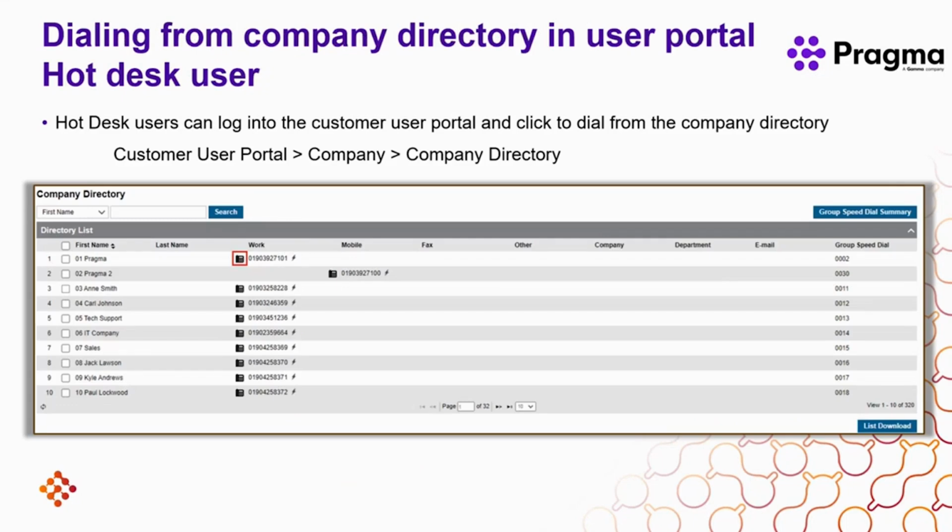Dialing from company directory in the user portal for hot desk users. Currently, if a normal hard phone user logs into the user portal, they'd be presented with a phone icon next to the number within the company directory, and they can click that as a click to dial, and that pushes the call through the phone. Now we can support this for hot desk users as well. Hot desk users can log into the customer user portal and click this phone icon to make a call.